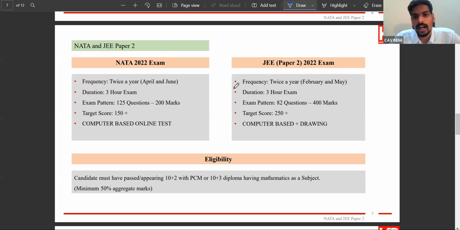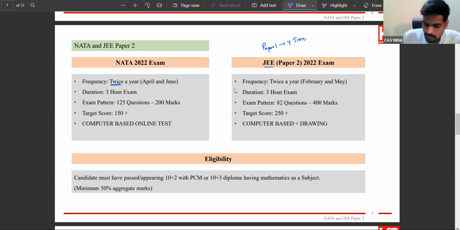NATA and JEE are both generally held twice a year. Now, remember one point: JEE Paper 2 is not Paper 1. JEE Paper 1 is conducted 4 times a year, but JEE Paper 2 is conducted only 2 times a year, in the February and May sessions. But this year, due to COVID, the February session is not yet out, so the date is probably pushed. The first session would be conducted in the month of March.